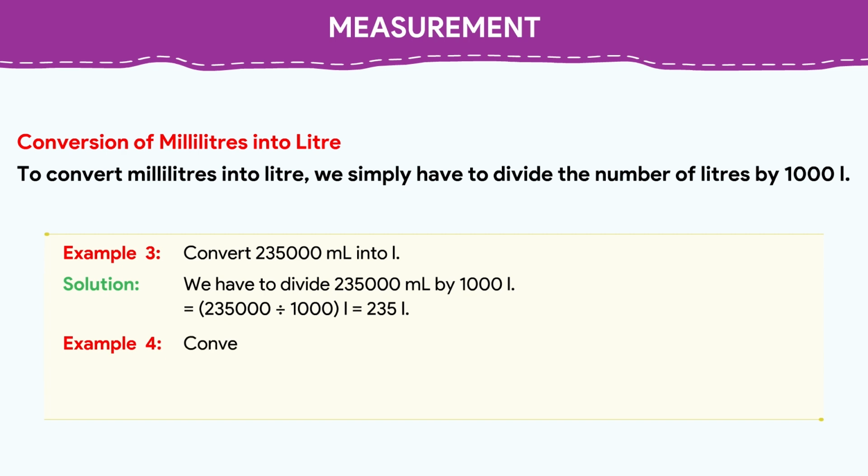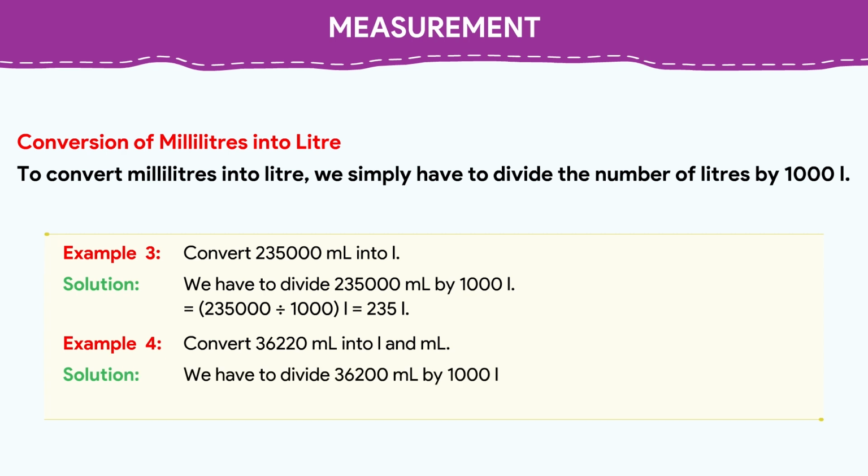Example 4. Convert 36200 ml into L and ml. Solution. We have to divide 36,200 ml by 1000 L, which is equal to 36,200 divided by 1000 L, which is equal to 36 liters 200 ml.